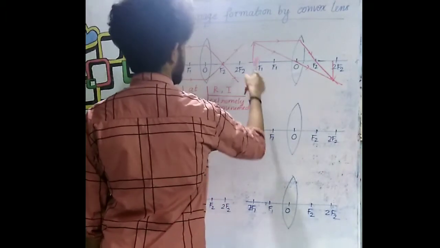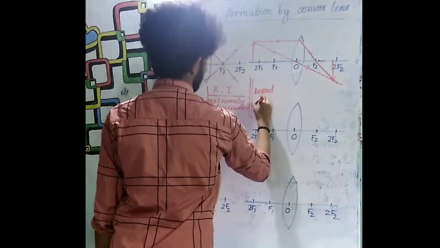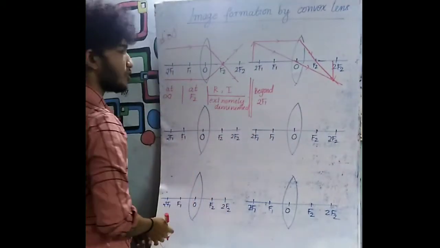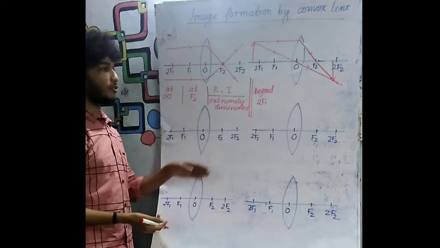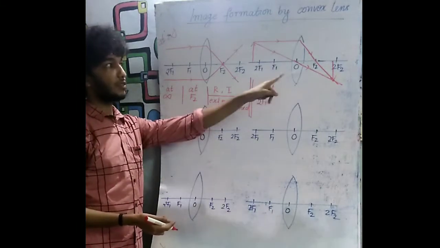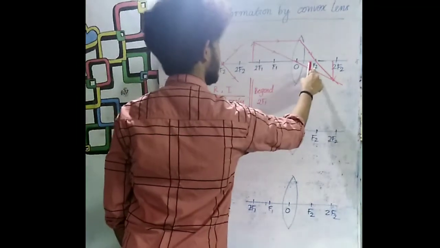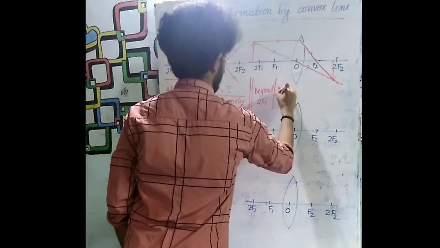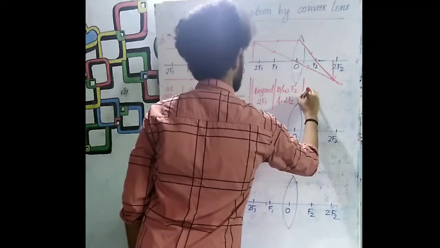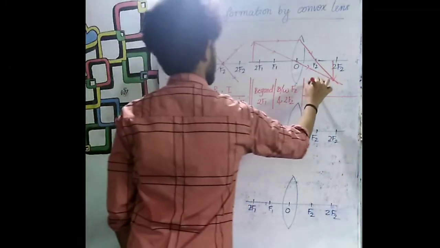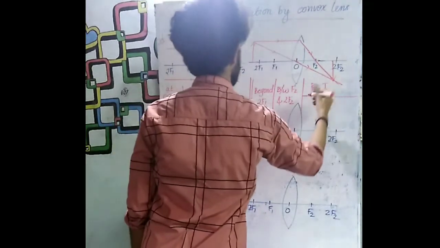See here, where is the position of the object? Beyond 2f1. It's almost the same as in the case of concave mirror, isn't it? See, at infinity, at focus. In the case of mirror, it was like that. Beyond C, between C and F. Haven't you noticed that? So here, beyond 2f1 means between f2 and 2f2. Between f2 and 2f2 will be our image. Now what about the nature and size? The nature is real and inverted, and size is diminished.